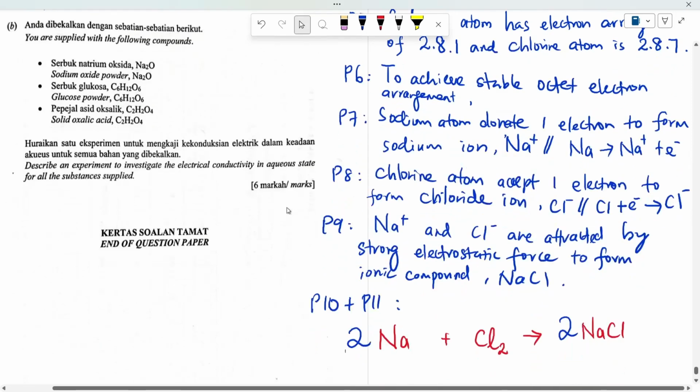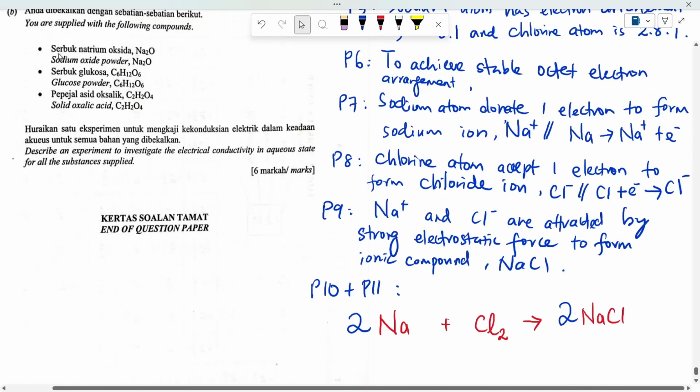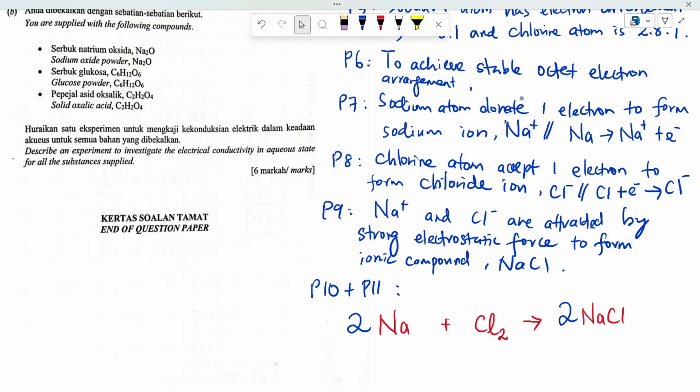Okay, now we look into B. You are supplied with the following compounds: sodium oxide, glucose powder, and solid oxalic acid. Now describe an experiment to investigate the electrical conductivity in an aqueous solution for all the substances supplied. Okay, so how to determine the electrical conductivity?